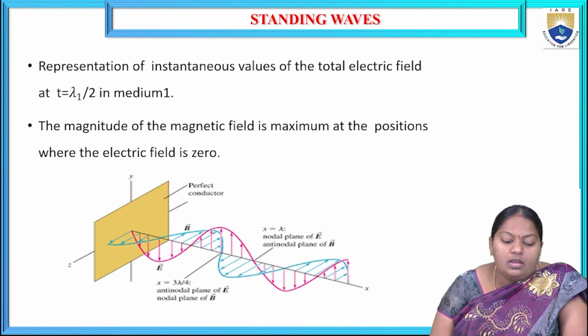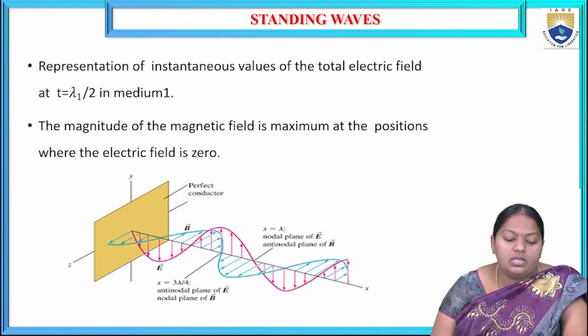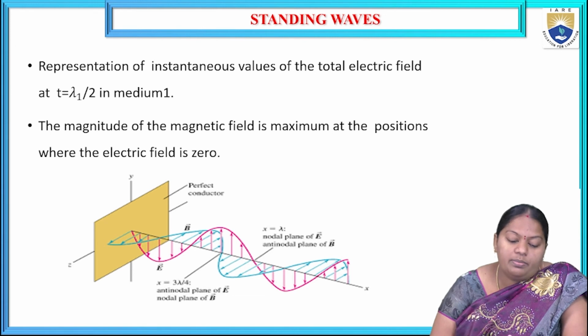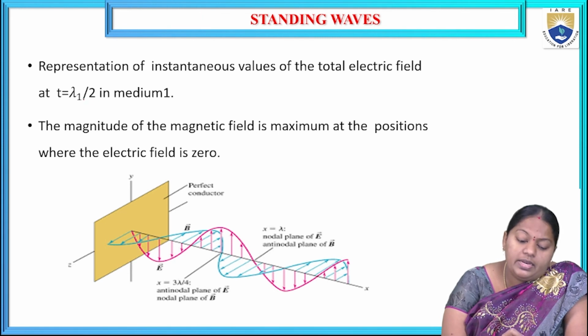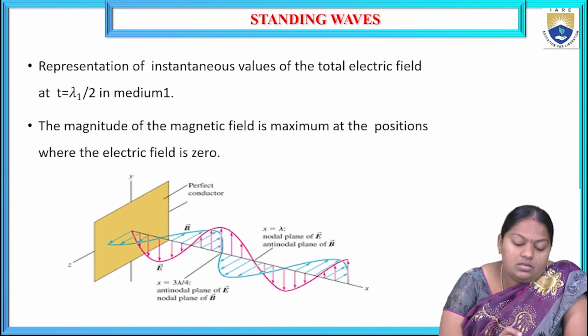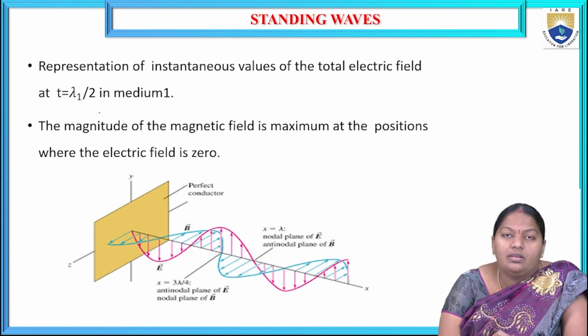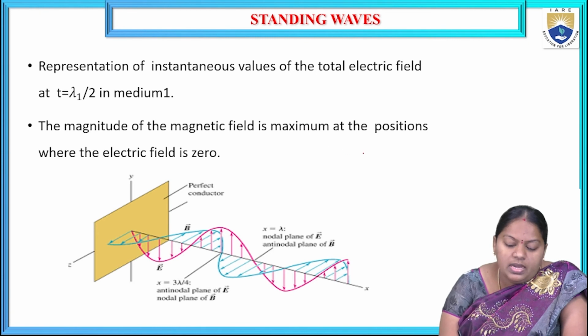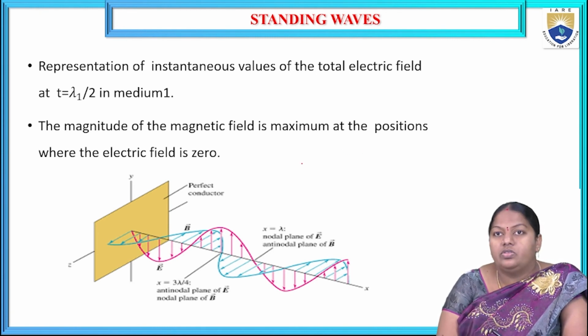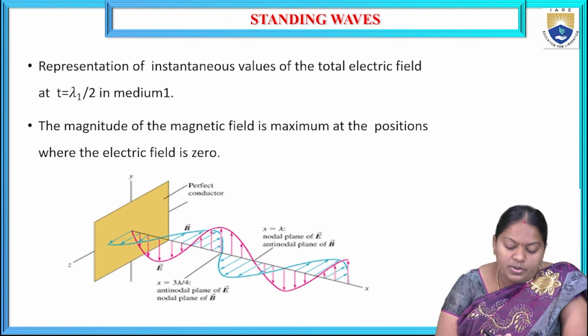And the representation of instantaneous values of the total electric field at t equal to lambda 1 by 2 in the medium 1. Why have we considered lambda 1 by 2 here? The z direction is given by n into lambda 1 by 2, no? Suppose n is equal to 1, then it is lambda 1 by 2. If we substitute n as 2, then lambda 1. If you substitute n as 3 like that, the values are to be ranging, right? The magnitude of the magnetic field is maximum at the positions where the electric field is 0. Okay, so depending upon that, the standing waves are drawn like this.